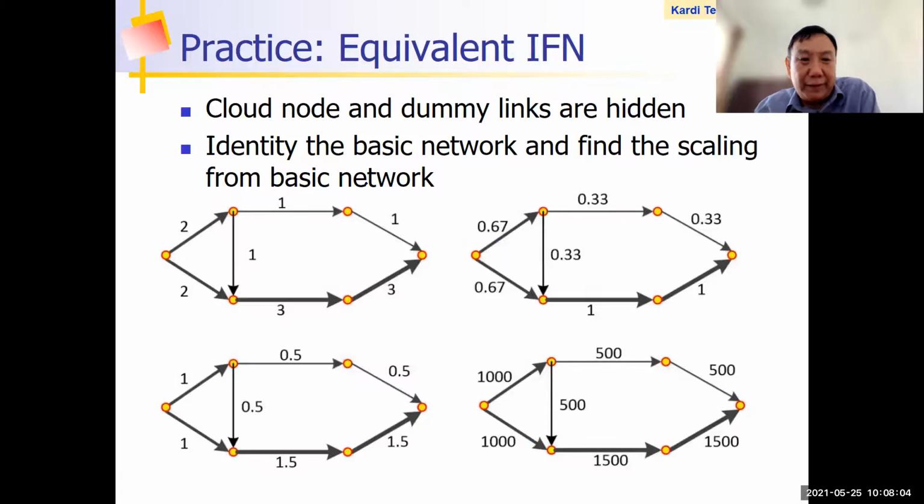Okay, next practice. Again, the cloud node and dummy links are hidden. Yeah, there are cloud node and dummy links, but I did not show. So the question here is identify the basic network and find the scaling from the basic network. Again, they are equivalent IFN. Which one is the basic network?